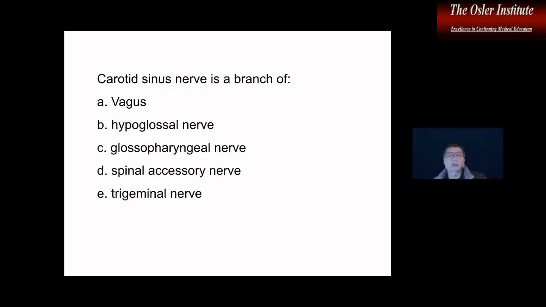Now, next question. Carotid sinus nerve is a branch of what? A, vagus, B, hypoglossal nerve, C, glossopharyngeal nerve, D, spinal accessory nerve, and E, trigeminal nerve. Okay, I have responses from folks that it is the glossopharyngeal nerve. Okay, the answer is glossopharyngeal nerve.